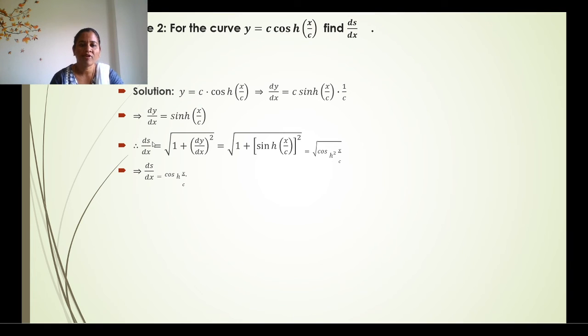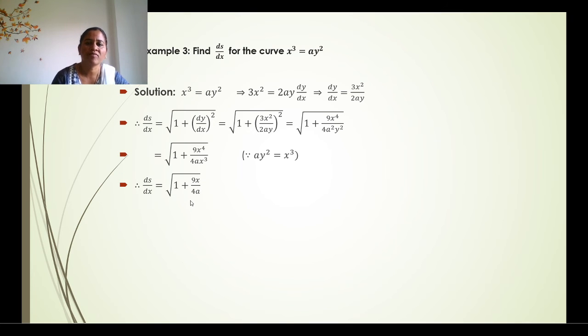Next, the arc length formula: the derivative of arc length, ds by dx, is equal to square root of 1 plus dy by dx whole square. Which is equal to square root of 1 plus sin h x by c whole square. Then 1 plus sin h square x by c is cos h square x by c. Remove the square and square root, we get cos hyperbolic of x by c. That is the required answer.